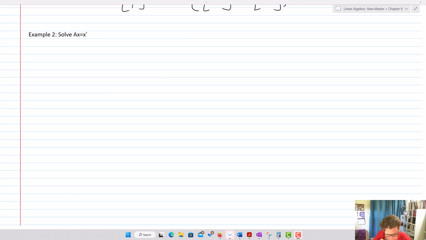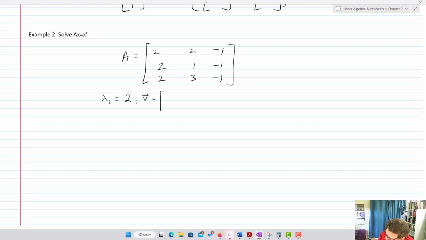So let's say now that what we want to do is solve Ax equals x prime. And we'll have A equal, in this case, 2, 2, negative 1, 2, 1, negative 1, 2, 3, negative 1. We go out, we find our eigenvectors. We end up with lambda 1 equals 2, with an associated eigenvector of v1 equals 3, 2, 4. And we have lambda 2 equals 0, with an associated eigenvector v2 equal to 1, 0, 2.